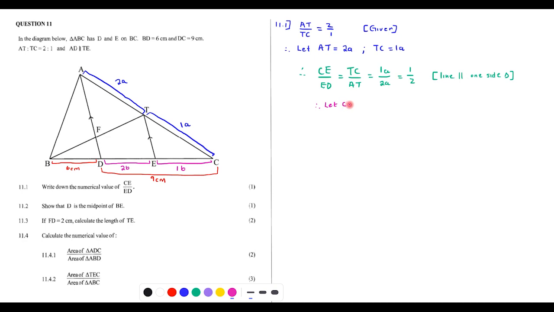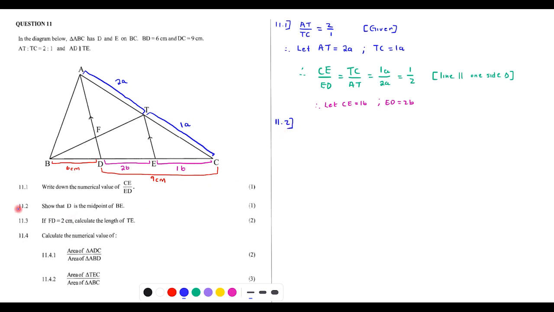So I said CE is 1b, and then ED is 2b. All right, and then that's all. So this is going to help me to find some other questions, by the way.